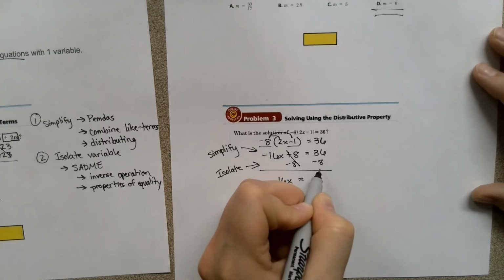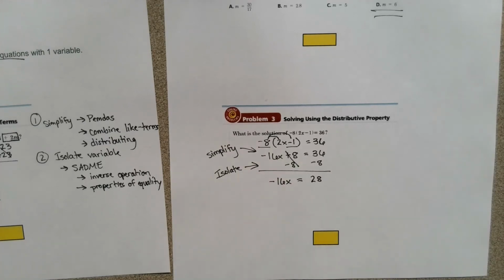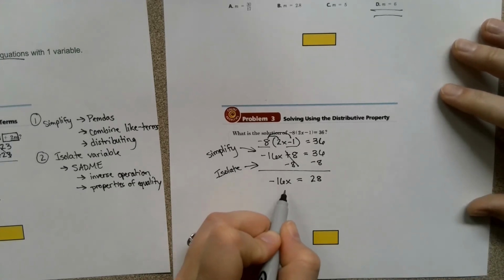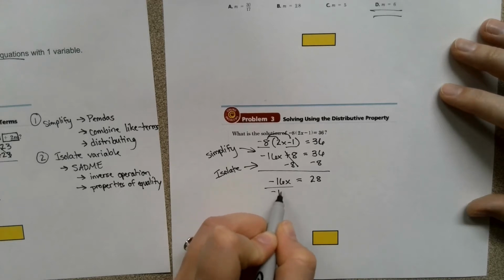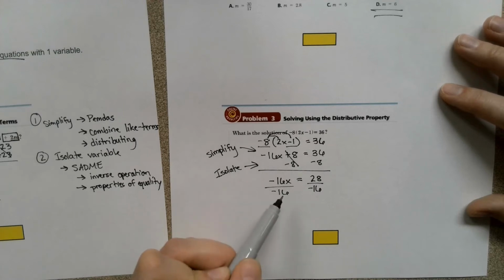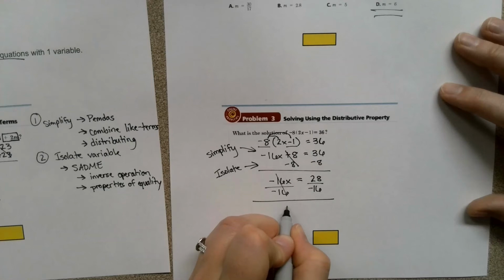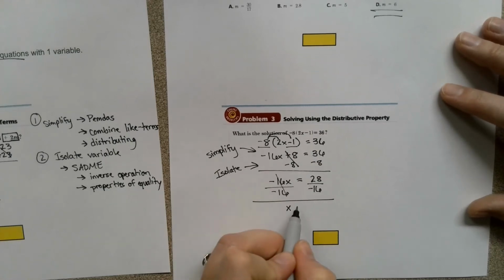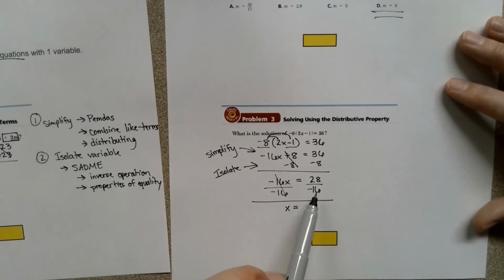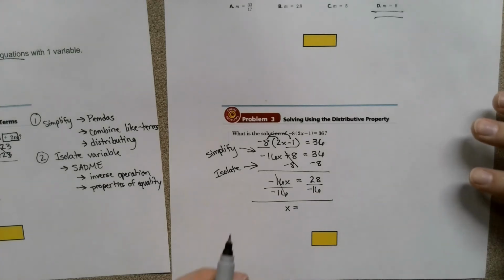When we subtract, we get 28. And now we need to divide by a -16. -16 divided by -16 gives us the 1 we need. So now we have 1x, which can be written as just x, is equal to 28 over -16. 16 doesn't go into the 28 nice and evenly, so now we need to simplify.